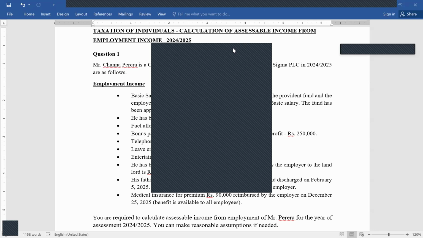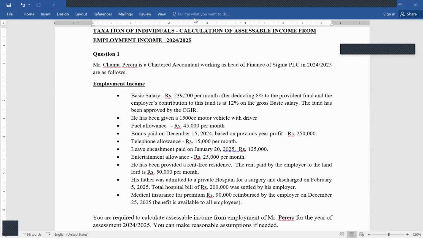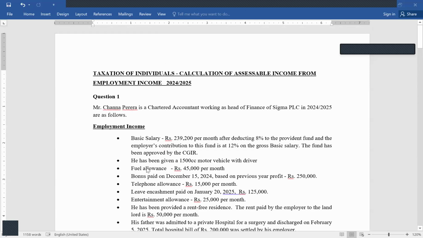Yes, more answers? Fuel allowance 45,000 per month. Definitely, you know that we have to multiply by 12. And this is fuel allowance. So what is the answer?